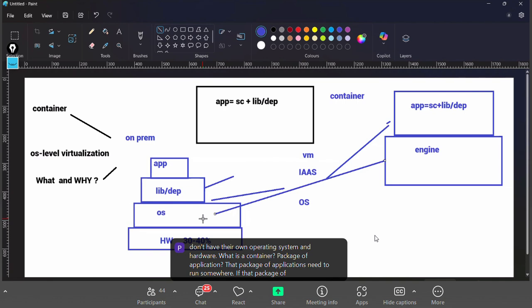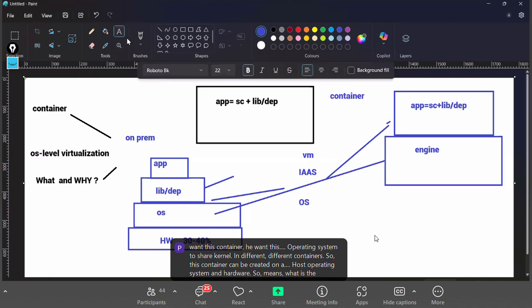To run a container, you have to configure the engine. Why do you have to configure the engine? Because the engine will interact with the kernel of the operating system. Why will it interact with the kernel here? It wants the operating system to share its kernel across different containers. So the container can be created on a host operating system and hardware. What is the meaning of this?